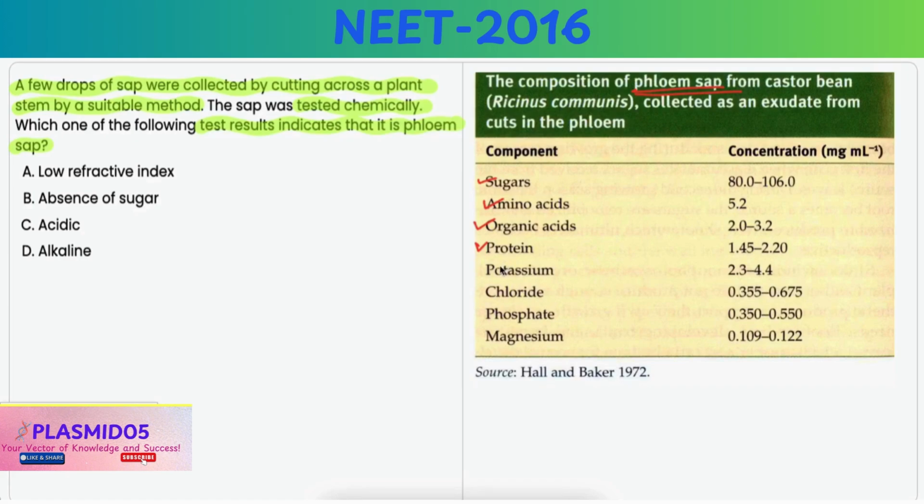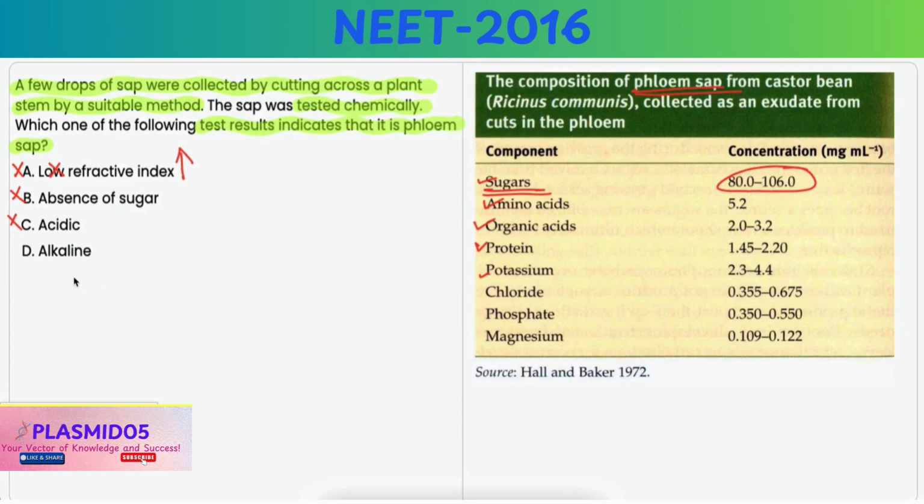Now, coming to the options, option A, lower refractive index. It is incorrect because as phloem sap is rich in sugars, especially sucrose, it contributes to a relatively high refractive index. Option B, absence of sugar. It is also incorrect because phloem sap contains high concentrations of sugars, primarily sucrose. Option C, acidic. It is also incorrect because it is not acidic. Its pH is neutral to slightly alkaline.